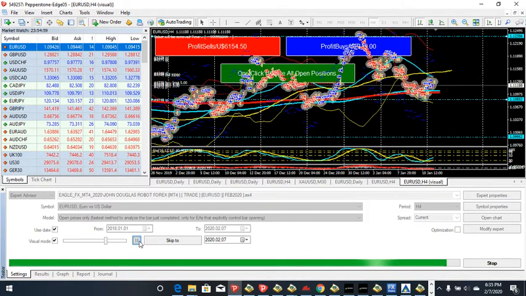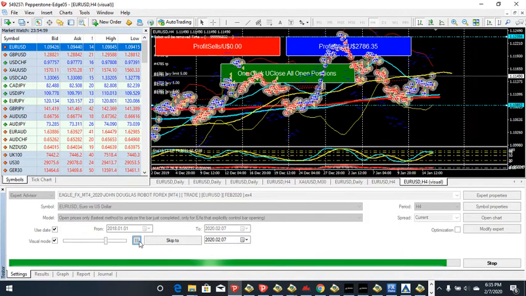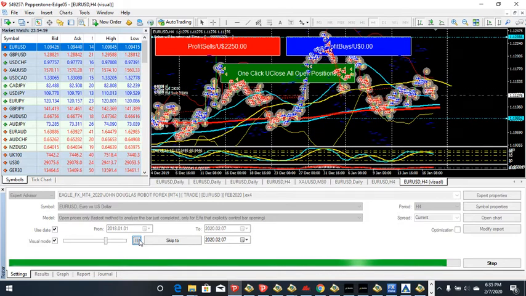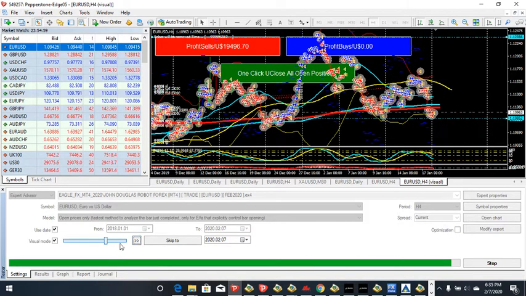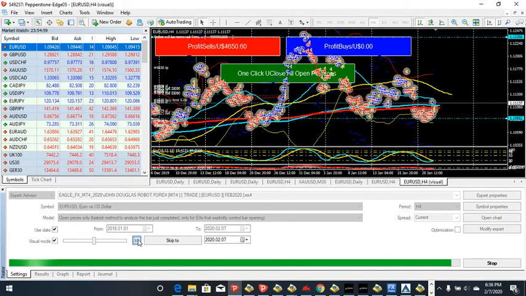See that? Now look at that. Every time it touches the moving average here, it either goes back or comes lower. See that? That's how it's moving in the market. Look at that. When it moves too far from the moving average, it always comes back to the moving average.